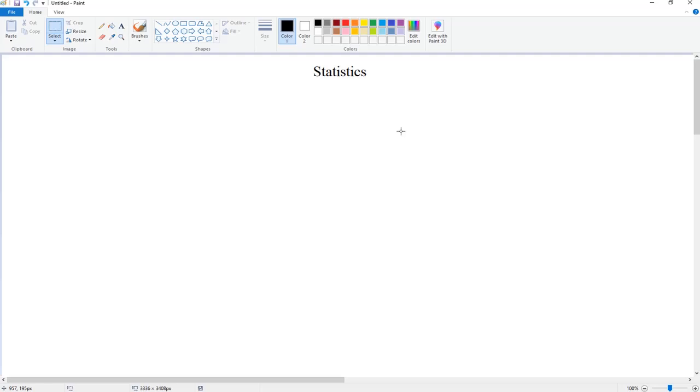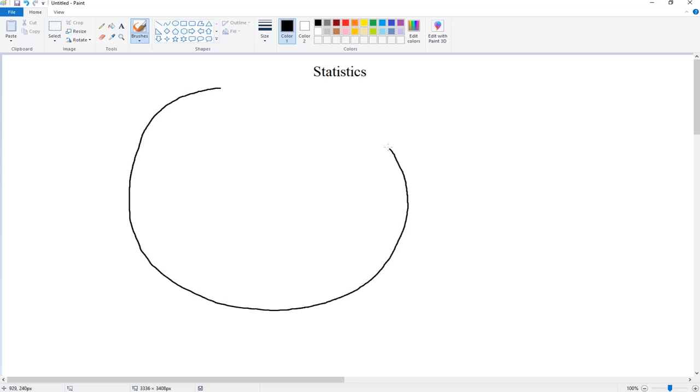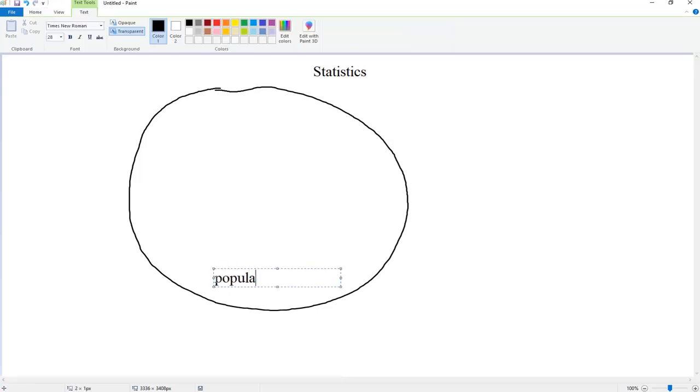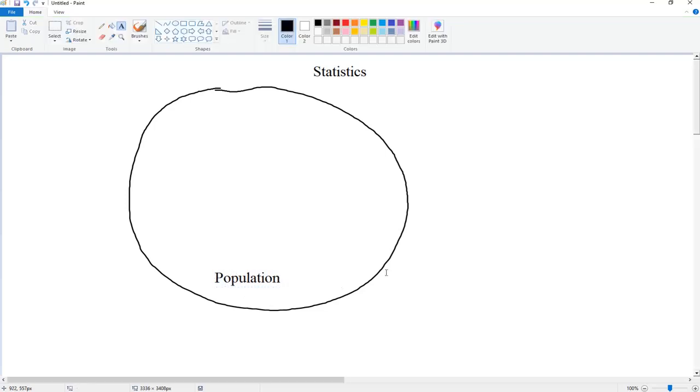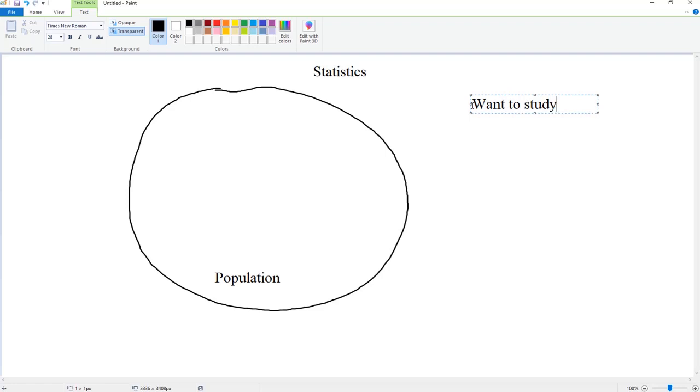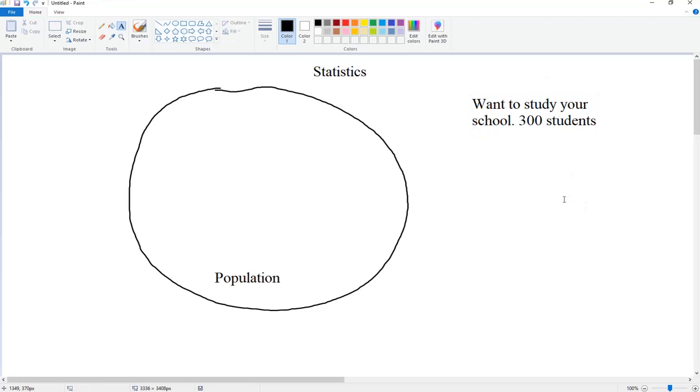So first off, statistics. You might have learned before about populations and samples, but just in case you need a little bit of a refresher, we can take a little refresher course on it. So the number one thing we need to remember is something called a population. So a population is the entire group that you're studying. So for example, you want to study your school, which is about 300 students. Okay? Those 300 students are your population.